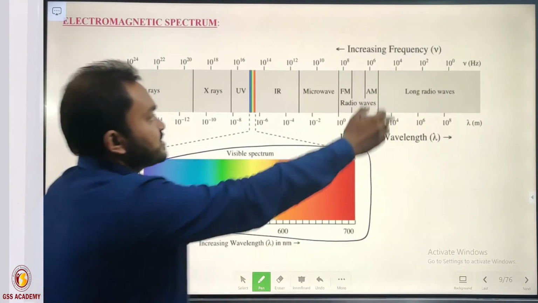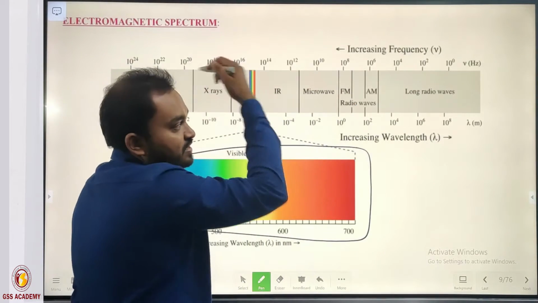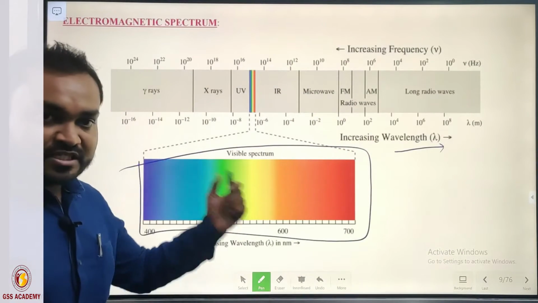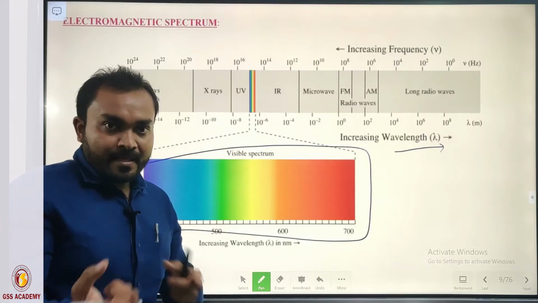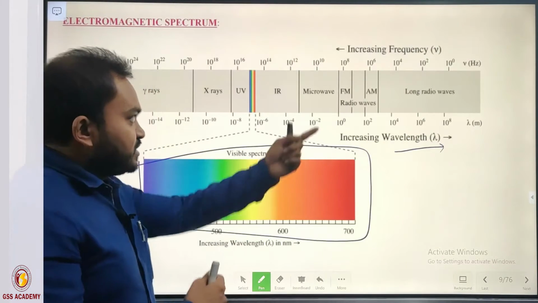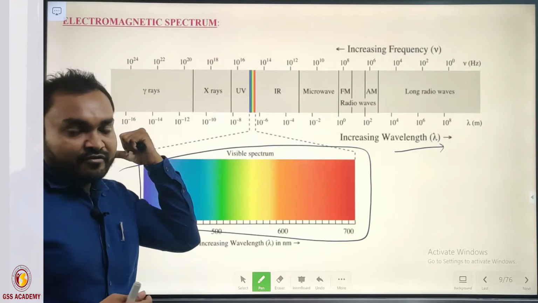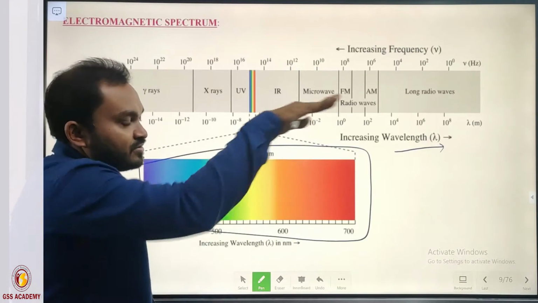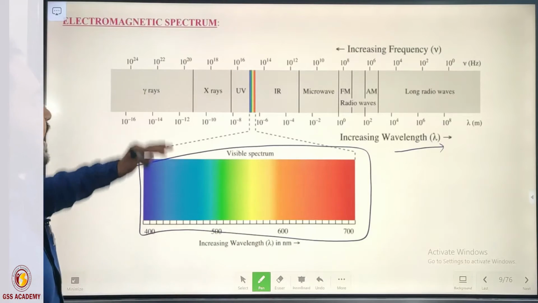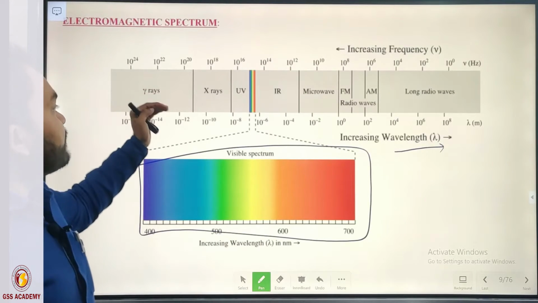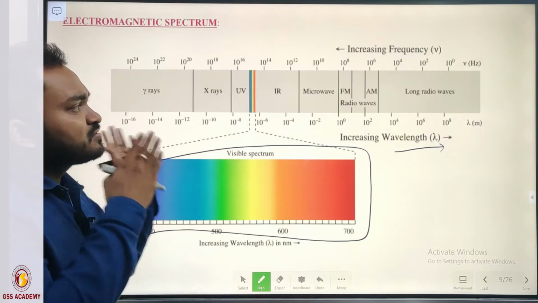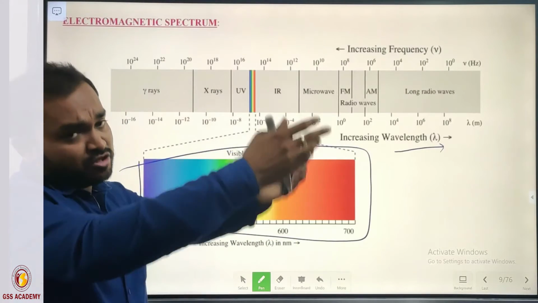In this direction your frequency is increasing and in this direction your wavelength is increasing. We know that from this equation v equal to f lambda, so those are inversely proportional. That's why if you increase the frequency in this direction, then your wavelength decreases in this direction. So this is your visible range, and there are gamma rays, X-rays, ultraviolet, infrared, microwave, long radio waves, and different radio waves.